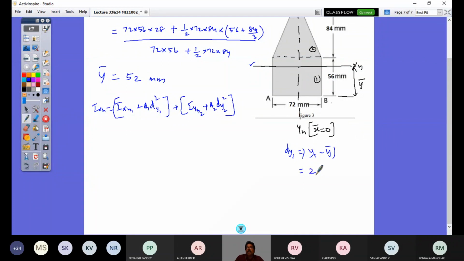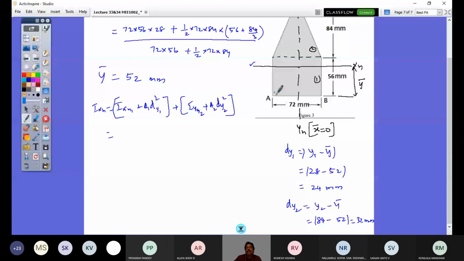What is the distance between the other two axes, the x2 axis and the xg axis? That is dy2. So that would be y2 minus y bar. y2 would be 56 plus 1/3 of this height, how much is it? 84, right? So 84 minus 52, that is equal to 32 mm. So once we have this, it is a mere substitution.